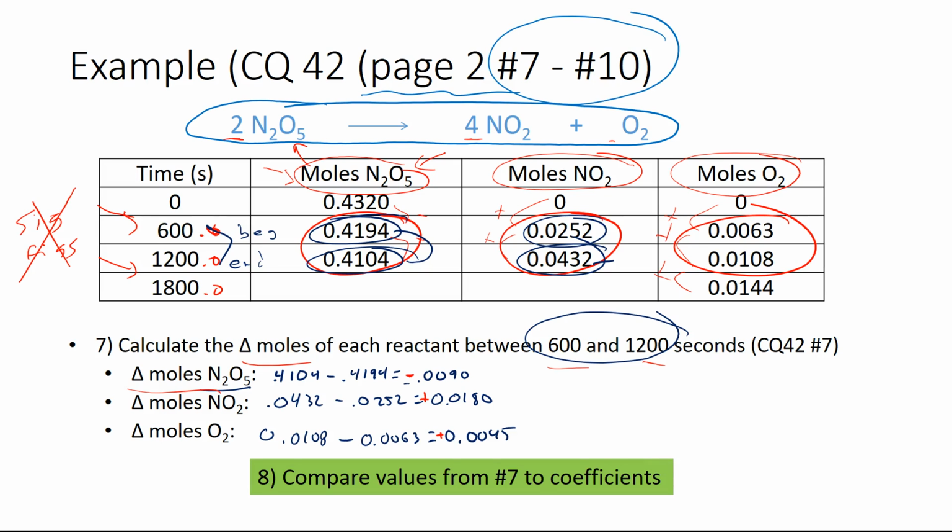Now, let's move forward. It says to compare the values from number 7 to the coefficients in the reaction. Remember I said we're going to pay attention to this mole ratio here? That's a 1, I suppose. I don't want to confuse you guys. So let's look at these values. N2O5, its coefficient is 2. The NO2's coefficient is 4, and the oxygen's coefficient is 1. What we ought to see is that same ratio appear in our change in moles.